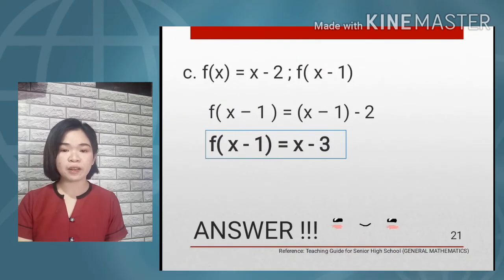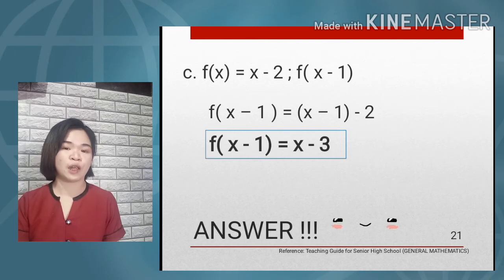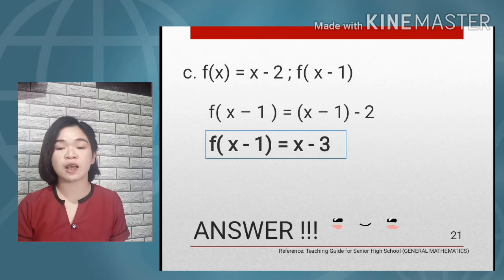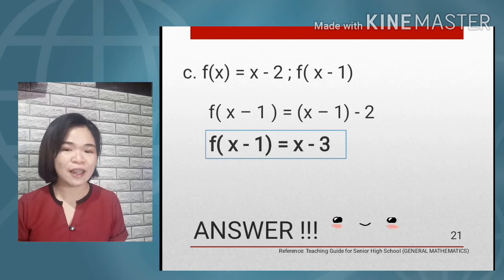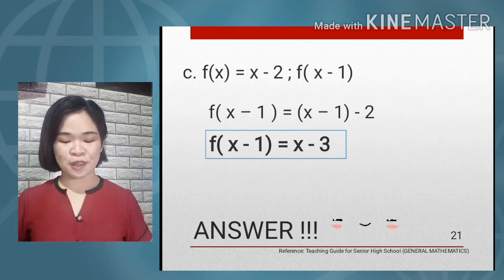Okay, so when we replace the value of x, f of x minus 1 is equal to the quantity of x minus 1, minus 2. Please be careful, we don't have to distribute because the operation between them is minus or subtraction. So bring down x, and then negative 1 minus 2 is equal to negative 3. That's why f of x minus 1 is equal to x minus 3. If you got it right, please give yourself a round of applause.